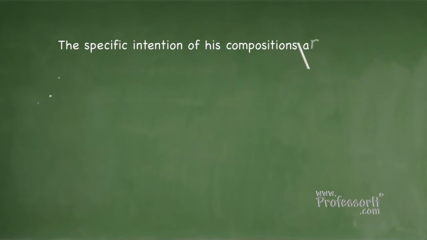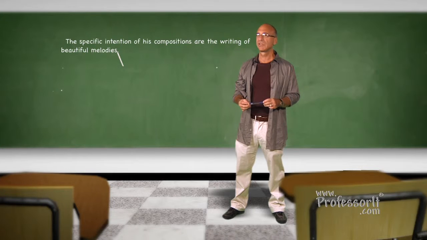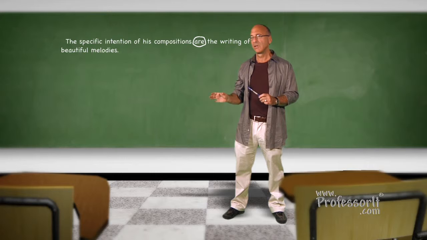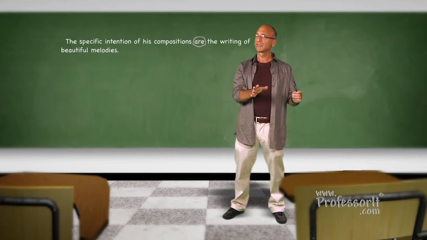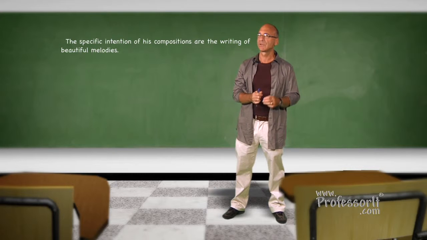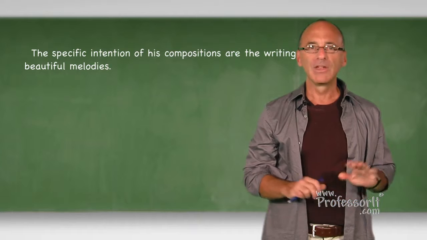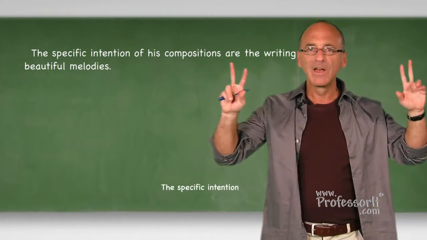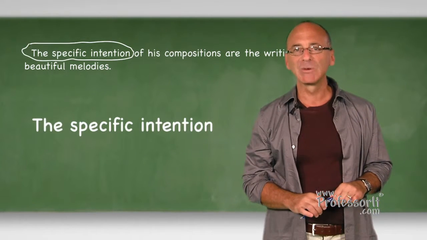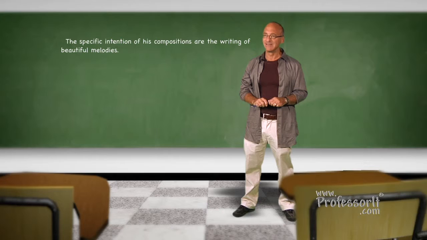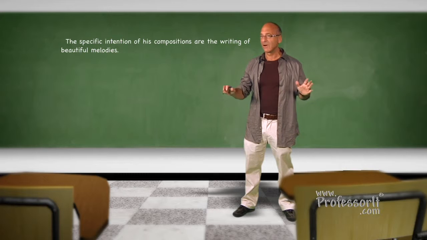B. The specific intention of his compositions are the writing of beautiful melodies. What's changed here? Notice the verb is has become are. Do you think that's an improvement? If you said yes because you think the verb needs to be plural to agree with the subject, compositions, you've been made a victim of one of the grand strategies of the SAT test makers, which is to hide the subject. The actual subject of this sentence is the specific intention. That's the thing which does the action of the sentence. That's singular. So the verb needs to stay is. Those of you who fell for it, sorry.